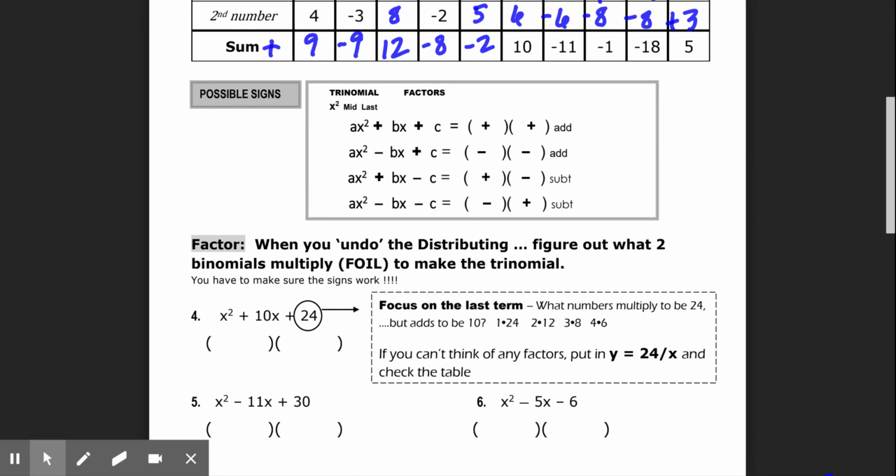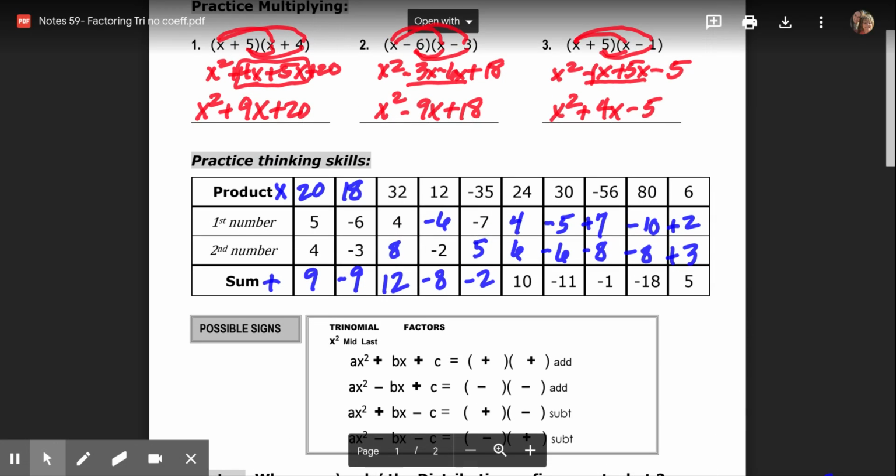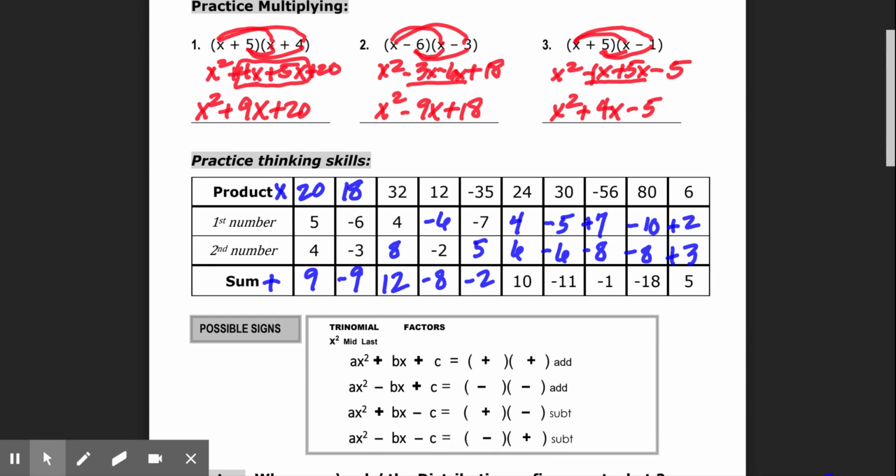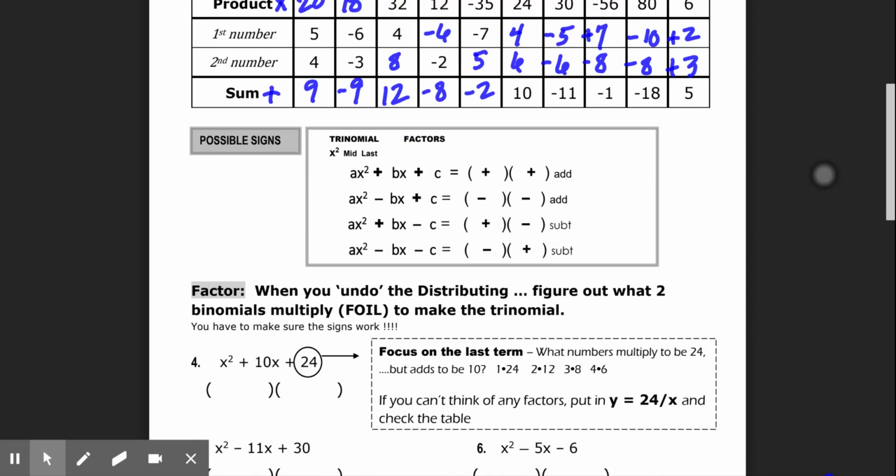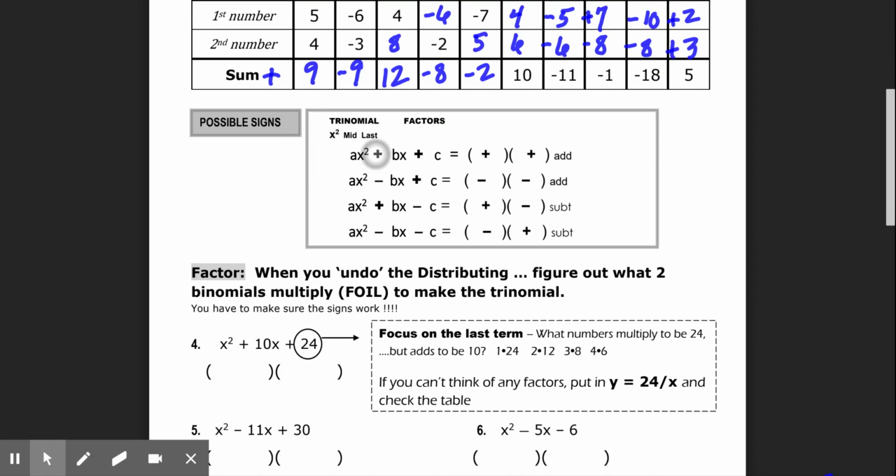So now we're going to practice factoring. Instead of doing the multiplication, where you were given two factors and had to multiply, now you're going to be given the trinomial, or in other words, the area of a rectangle, and you have to find the two dimensions, the length and the width. The possible signs are all right in here. You can refer back to them. I'd really like for you to memorize this.